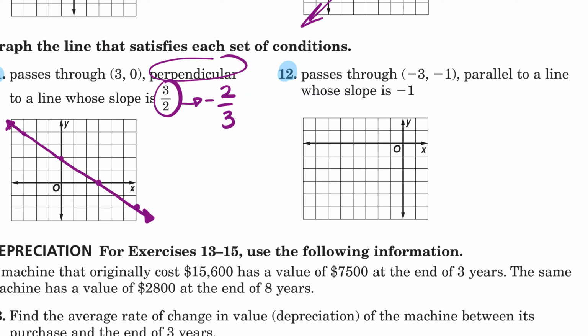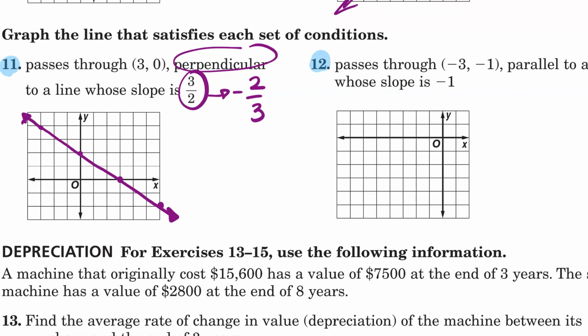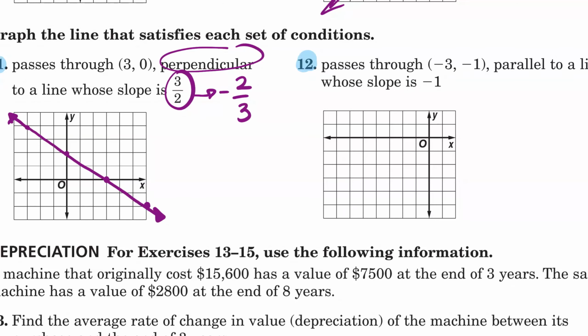Why is it? Oh, perpendicular. Perpendicular versus parallel. So if we want a line parallel to another line whose slope is -1, guess what our slope will be here? Positive one. Parallel, exactly the same, -1. Slope always goes left to right, so you're always going to the right. -3, -1, and the slope of -1 just goes down 1 to the right 1.